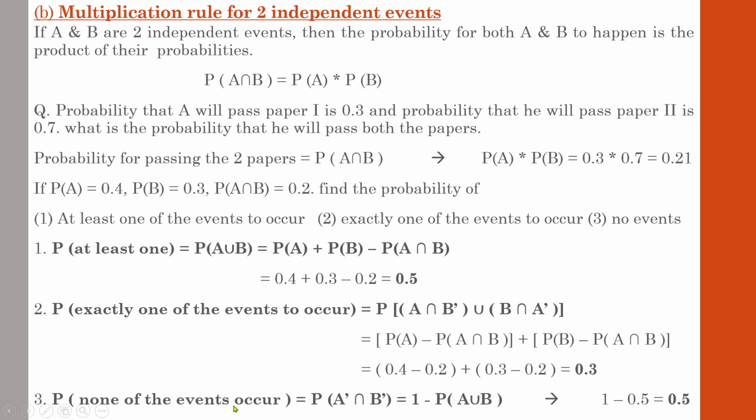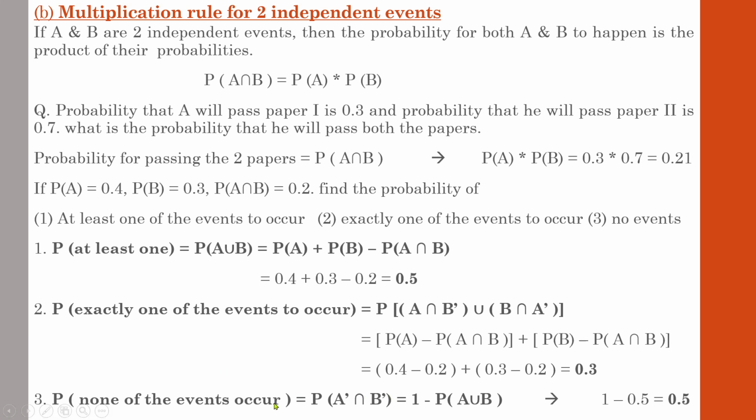When none of the events occur, it means A or B, both will not occur. So the meaning is A dash intersection B dash. We have learned about A dash and B dash. They are complementary situations. Whenever an event does not occur, it is represented by A dash or B dash. Here in the question, none of the events occur, so it is represented by P of A dash intersection B dash. I hope you know how to find A dash and B dash. If you know how, it is fine, you can go with that.